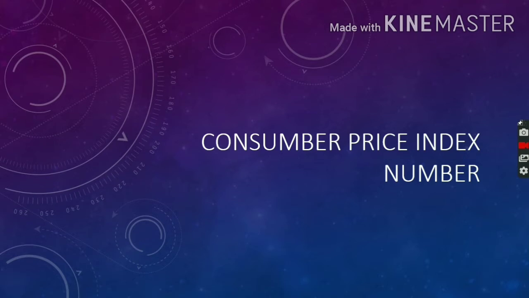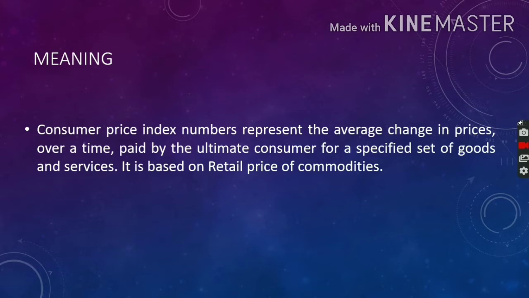Standard of living depends on many factors like family size, age, income, occupation, place, region, economic conditions, etc. Therefore the consumer price index number plays a very important role in the economy. So let's understand the meaning. Consumer price index number represents the average change in price over a period of time paid by the ultimate consumer for a specified set of goods and services. It is based on the retail price of commodities.